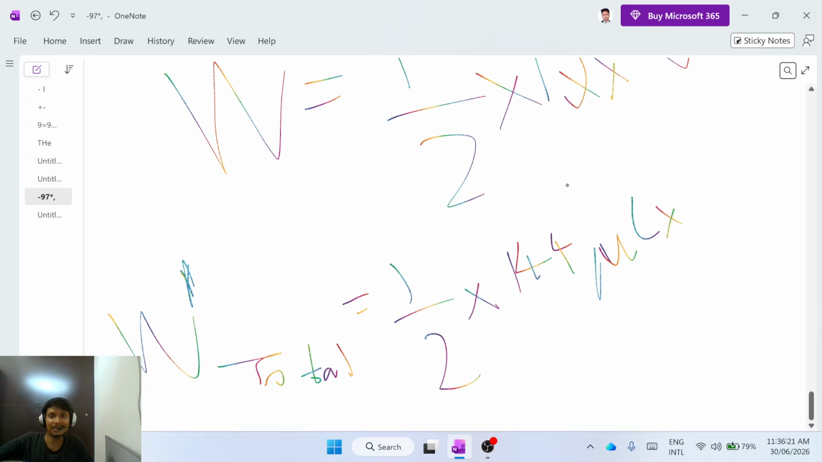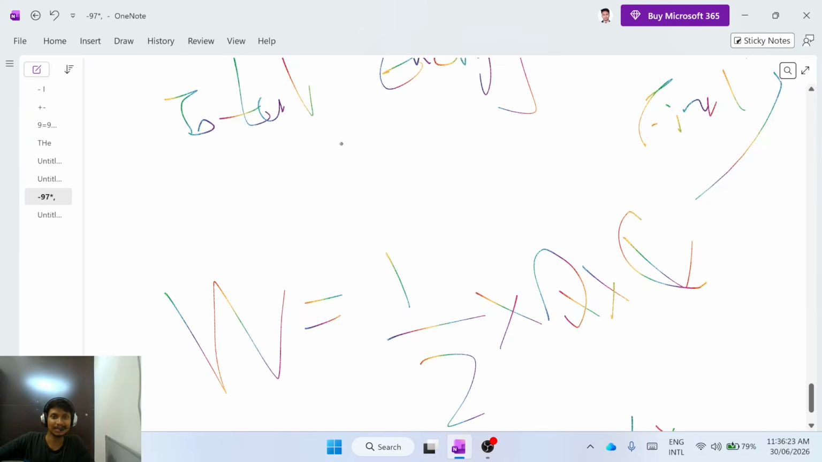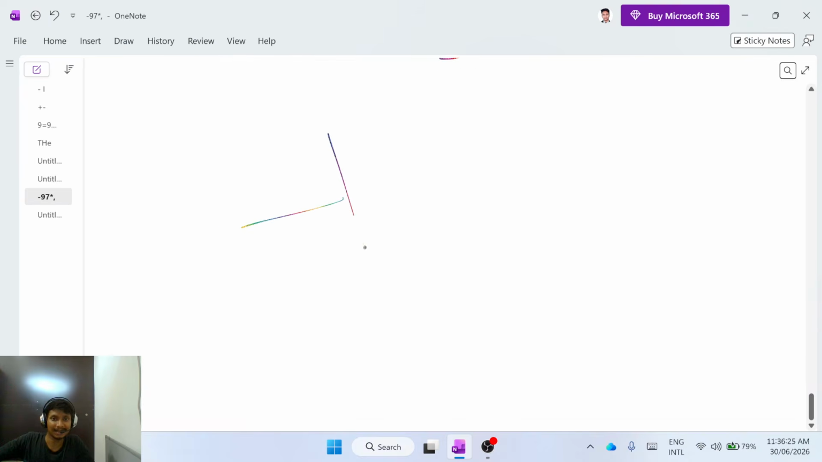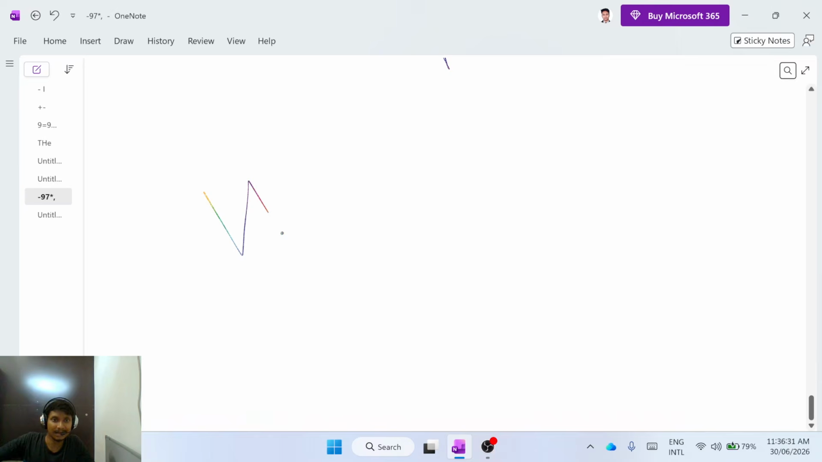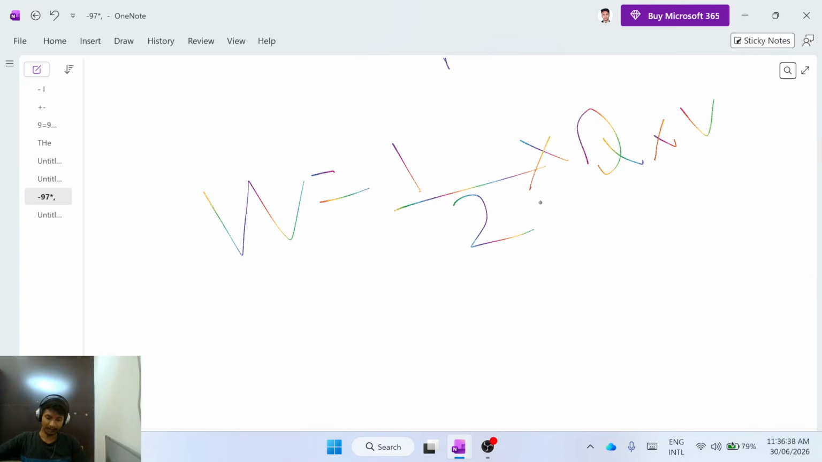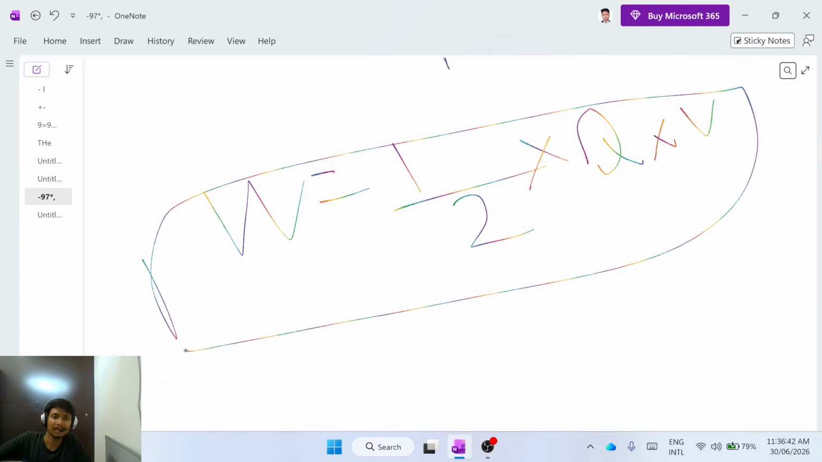But here we don't know the voltage V, because we didn't connect a battery. The capacitors are only connected. There is no battery. Therefore, we don't know V. The equation is W is equal to half into Q into V, but we don't know V. Therefore, we have to substitute something instead of V.